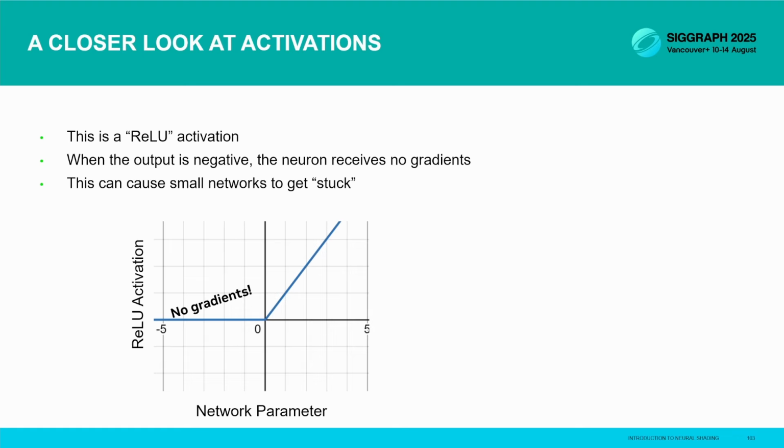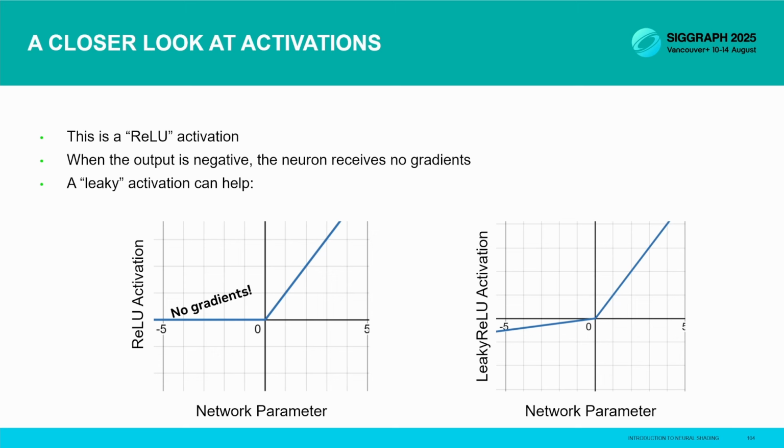Luckily, there's an easy fix for this by using what's called a leaky activation that still has some gradient, just a small one when it gets negative. The simplest version of this is called the leaky ReLU, where instead of clamping to 0, we just scale down the input when it's negative. This is a very small change, but this more or less completely removes the stuck state.